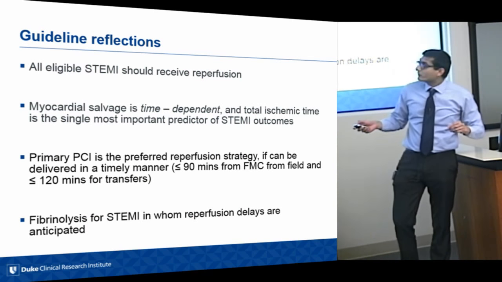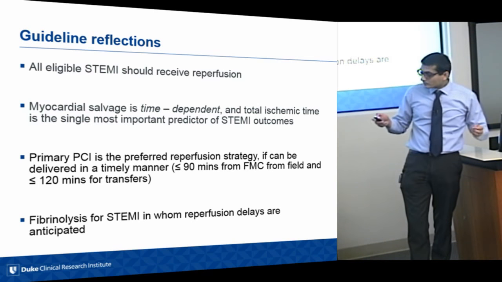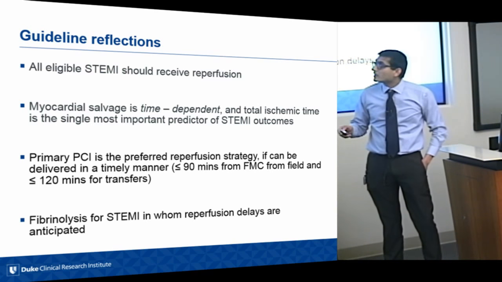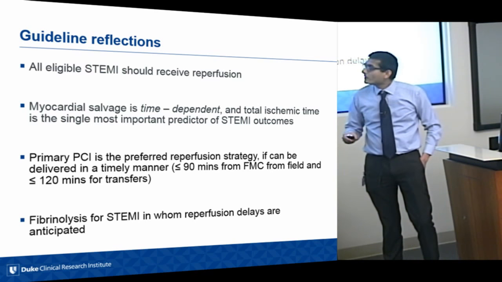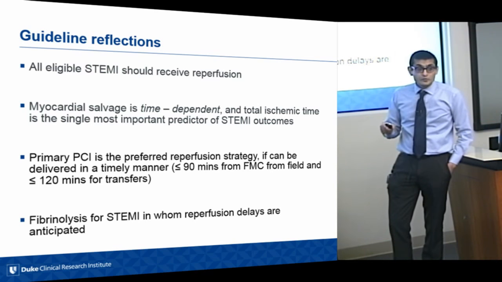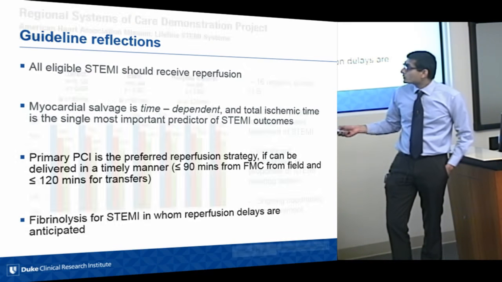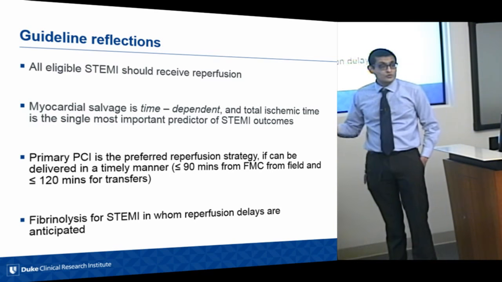And so the guidelines actually reflect on this and say all eligible STEMI patients should receive reperfusion, and that myocardial salvage is actually time dependent, and that the total ischemic time is probably the single most important determinant of STEMI outcomes. Primary PCI is probably the preferred reperfusion strategy, but if it can be delivered in a timely manner. And that's usually 90 minutes from symptom onset, 90 minutes from first medical contact, and 120 minutes for transfers. And fibrinolysis for STEMI in whom reperfusion delays are anticipated.